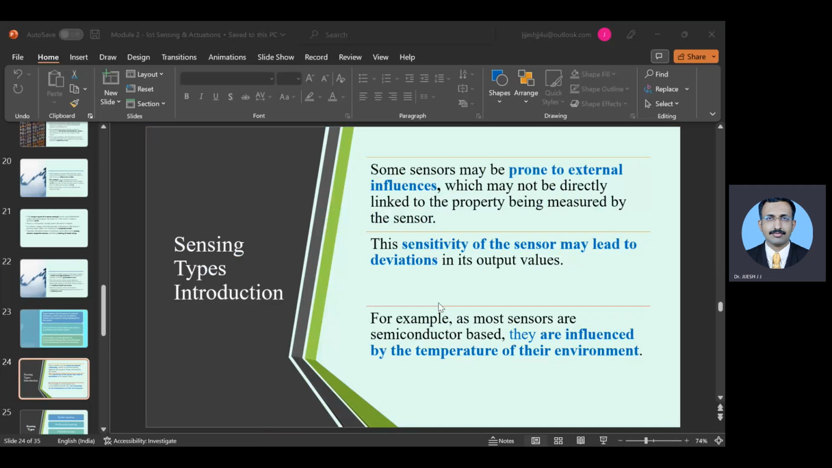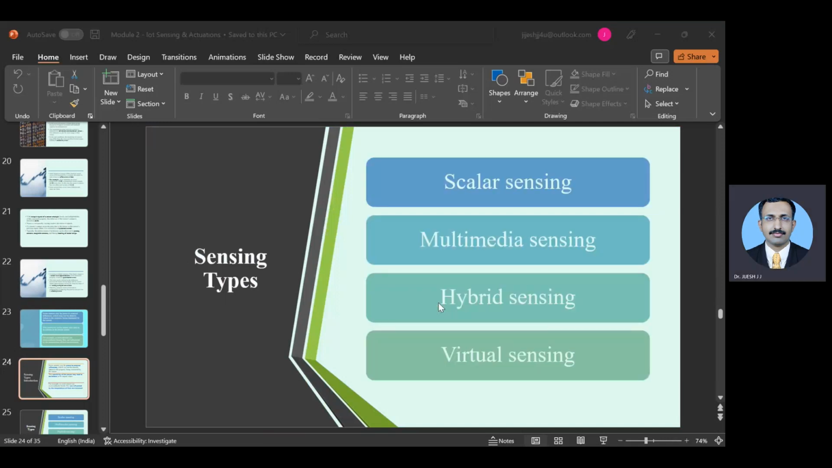So let us see further. So what are the sensing types? The sensing types are scalar, multimedia, hybrid, and virtual. So let us see the first one, scalar sensing. It is classified as scalar, multimedia, hybrid, and virtual.